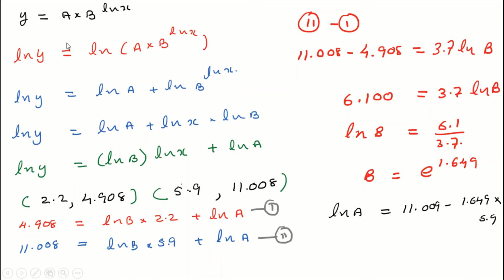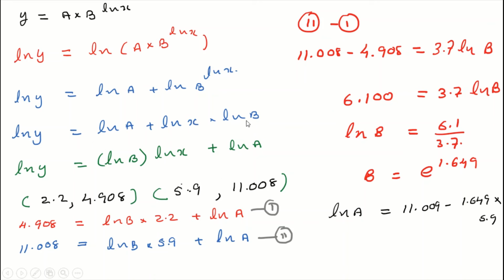What we are given is y equals a into b to the power ln x. So we take logarithm on both sides. ln y is equal to ln of a into b to the power ln x. Now this is a product, so we can write it as a sum. Then ln y is equal to ln a plus ln of b to the power ln x. Now this ln x could be taken to the front. This is the power. So ln y is equal to ln a plus ln x into ln b.